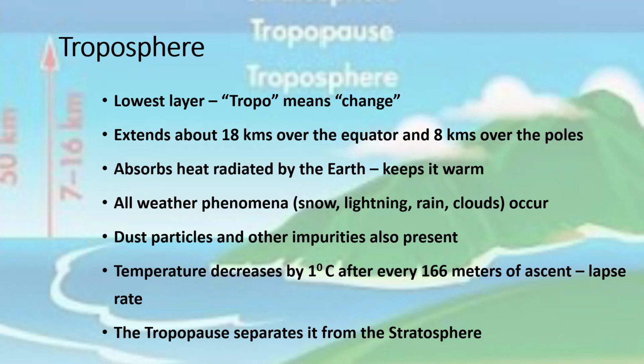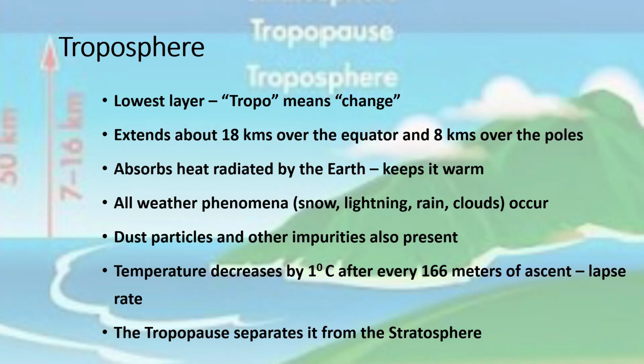So let's go on to the first layer here. In the background, you can see that we have the troposphere. It extends around 18 kilometers over the equator and 8 kilometers over the poles. The word tropo here means change. Okay, in this layer, we have a lot of changes like weather, clouds, rain, snowfall, lightning, hailstorm, and so many other weather phenomena. It all occurs here.